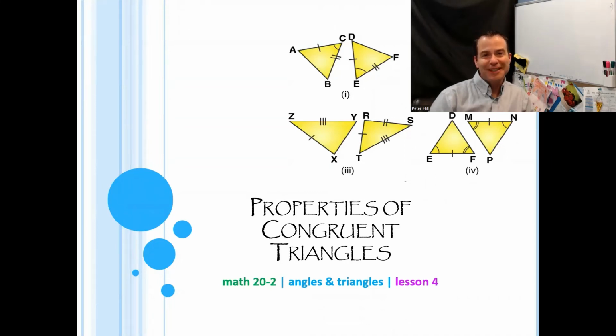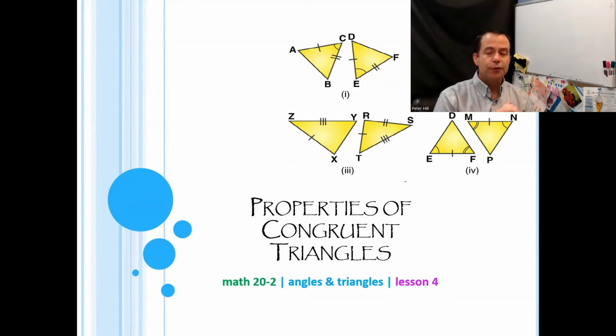Hey, mathematical geniuses. Today we're going to talk about properties of congruent triangles. Now, let's first talk about what the word congruent means. Congruent means the same. They are completely equal. There's absolutely no difference between the two things.